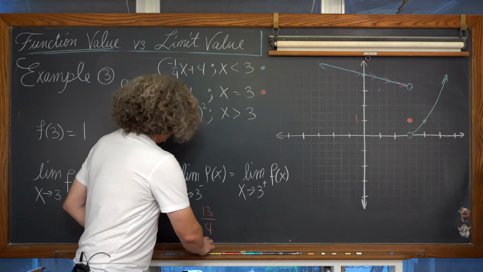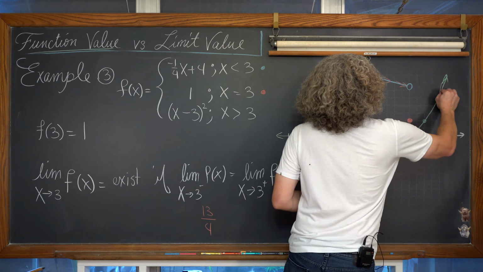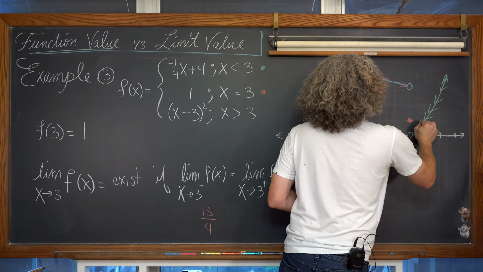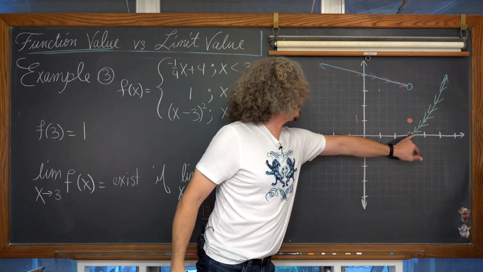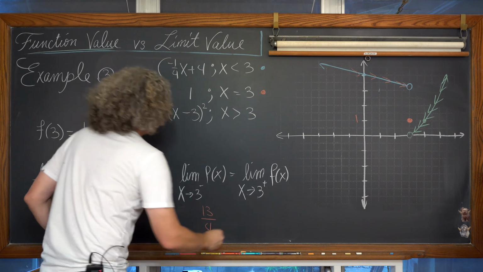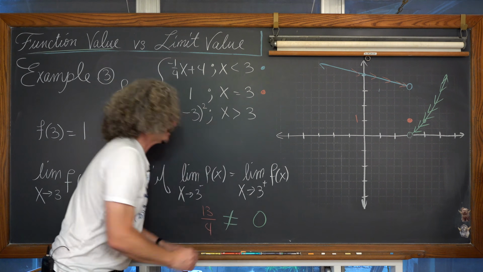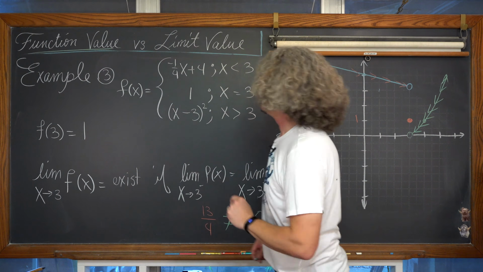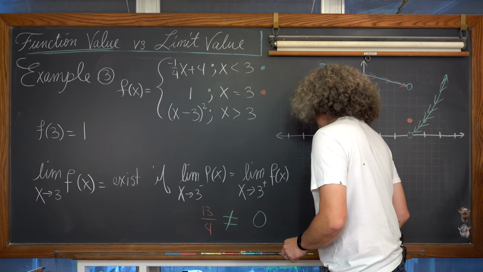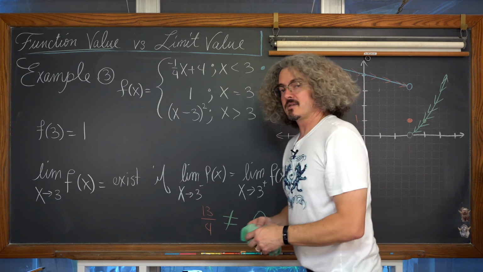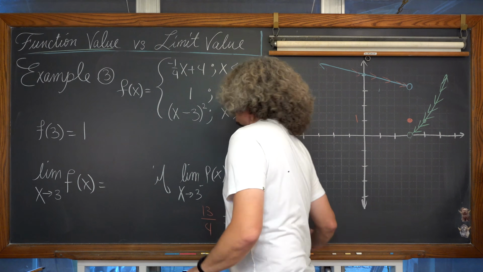As we approach 3 from the right and visualize what's going on with our picture, we're getting closer and closer and closer, not exactly at, but approaching a y value of 0. Now the left-hand limit does not equal the right-hand limit, which means that the limit as x approaches 3 of f of x does not exist.